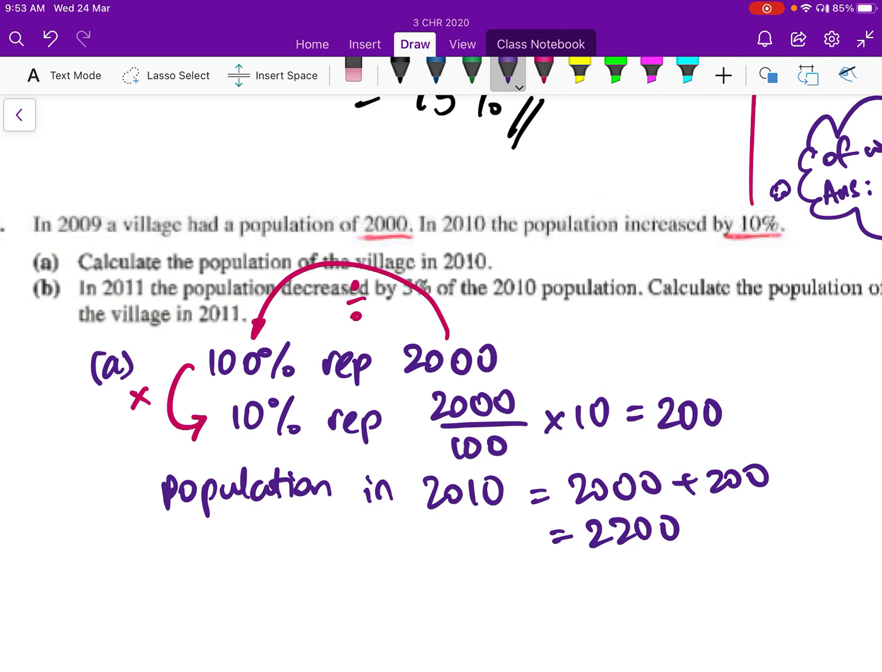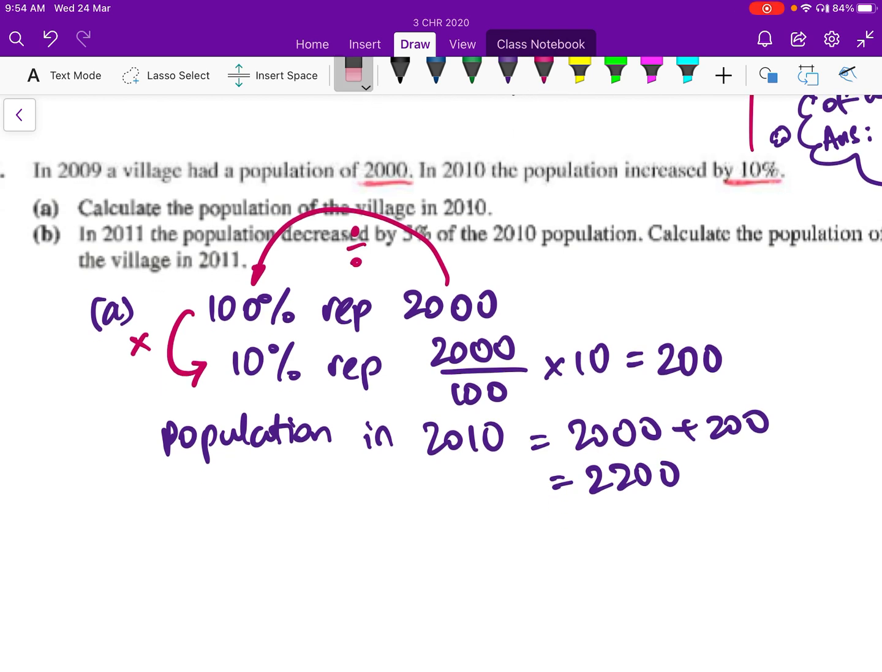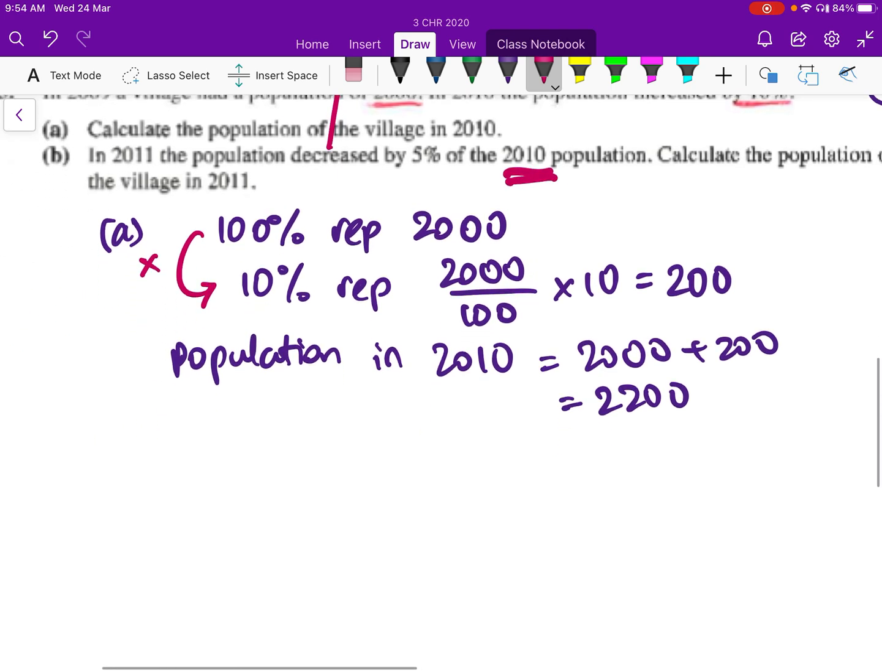The other way is, instead of finding 10% over here, you can change this to 110%. So in one step you get the answer, because 100% plus 10% will be 110%. Then now, something else happened. In 2011, the population decreased. So decrease has a meaning of becoming smaller, reduced. Reduced by 5% of the 2010 population. No longer comparing with 2009. It is now 2010. So calculate the population in 2011.